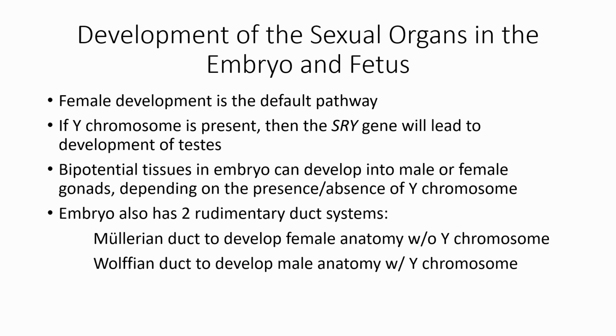There are two duct systems that an embryo has. Every embryo will start with both, and then one of those duct systems is going to break down, leaving only one behind. If you are developing into a female, you will keep your Mullerian duct. The Mullerian duct will develop female anatomy like the fallopian tubes. If you are becoming male, the Mullerian ducts will break down and you'll be left with the Wolffian ducts.